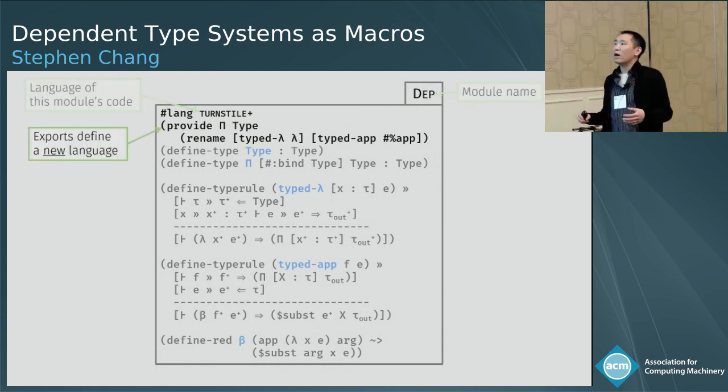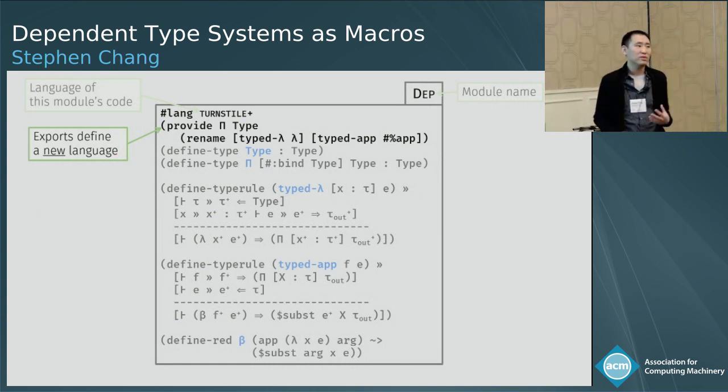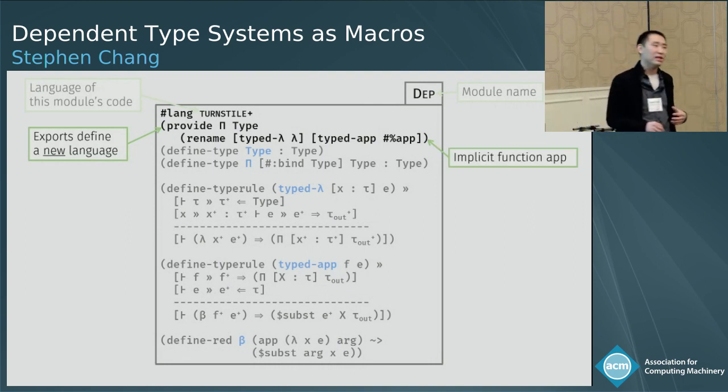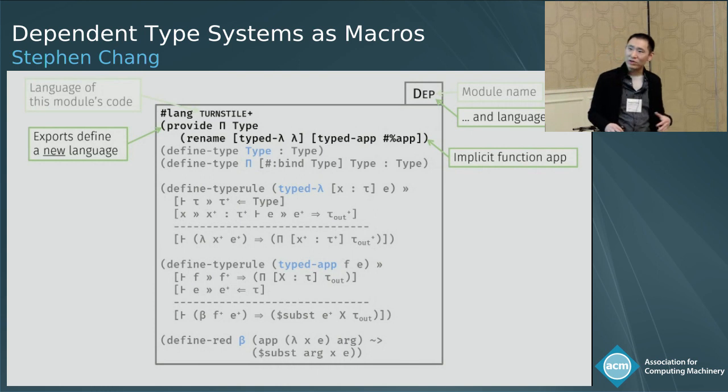And now we have to make the constructs that we want in our language available by exporting them. So here we're exporting pi, type, and then typed lambda and typed application, except we're renaming typed lambda to lambda, and we're renaming typed application to this hash %app, which here is a special name that means that our language will have implicit function applications. So programmers can just write f applied to x as opposed to an explicit apply f to x. And so once we do all this, we have a language. And the name of our language is exactly the same as the module, dep.